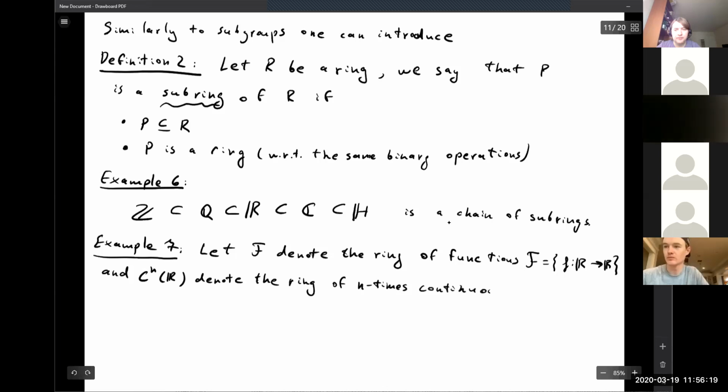Continuously differentiable functions. So what do we have? We have this F. Inside of F, there is a subring which is C0 of R, and this is continuous functions.